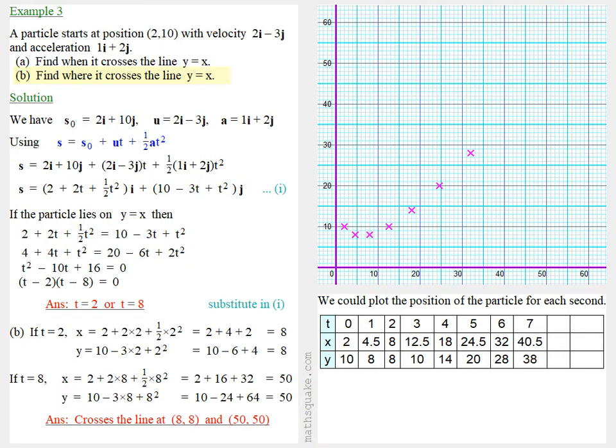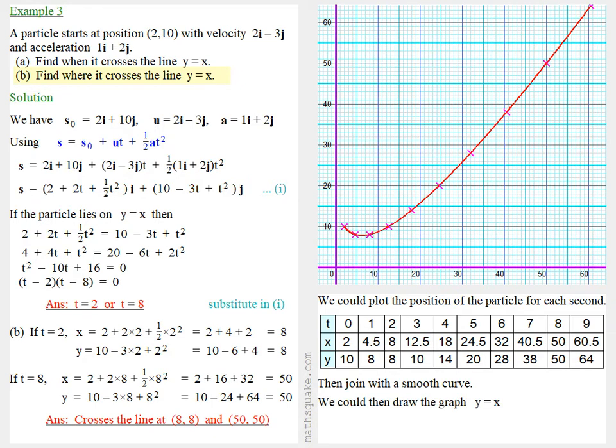If t is 7, then x is 40.5 and y is 38. If t is 8, then x is 50 and y is 50. And if t is 9, x is 60.5, y is 64, and we can plot the last point. We can now join with a smooth curve. We can then draw the graph of y equals x. This is a straight line. This line crosses the curve at (8, 8) when t is 2 and (50, 50) when t is 8.